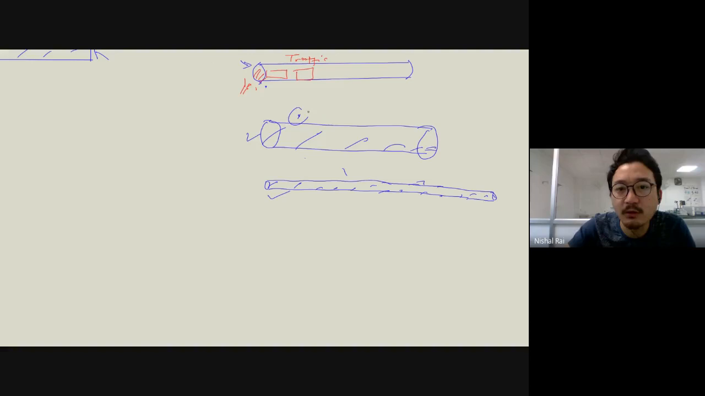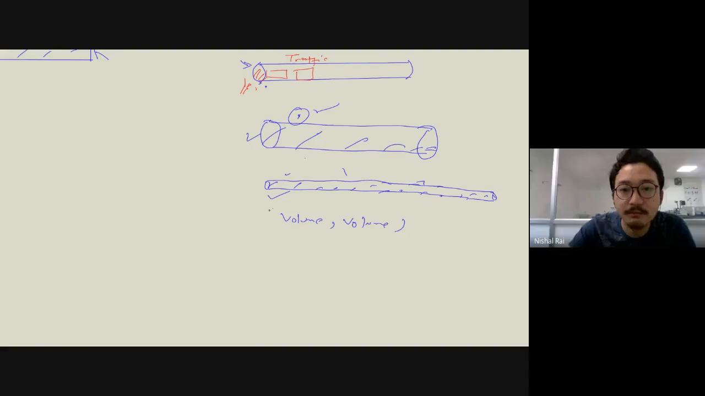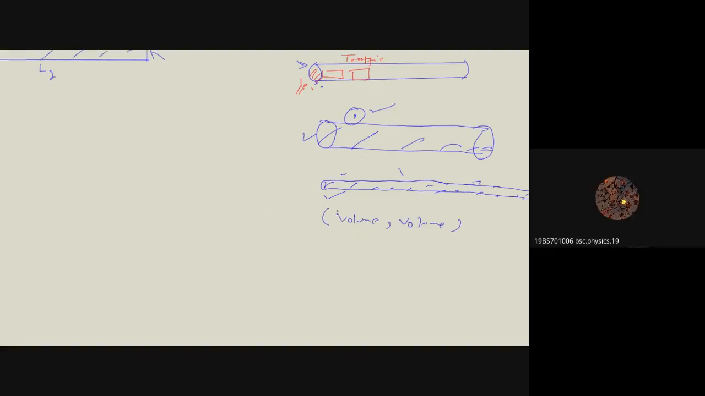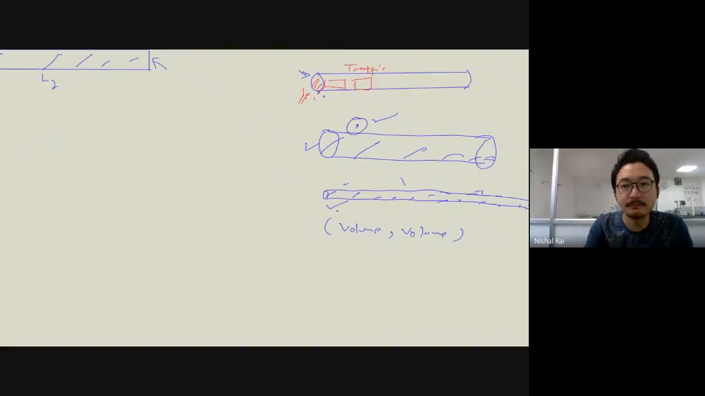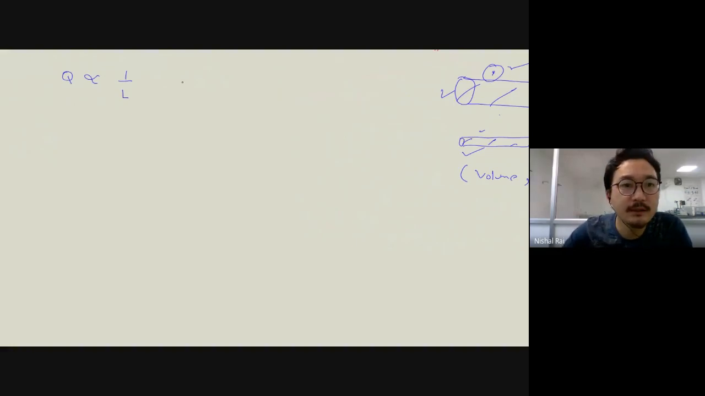On the top one. Why? Because this area of cross section is greater, area of cross section is bigger, but your length is shorter. So obviously the heat will flow faster here and slower in this case. But both have the same volume. Understood? So the second point is your heat will be proportional to what? Area of cross section. Clear?